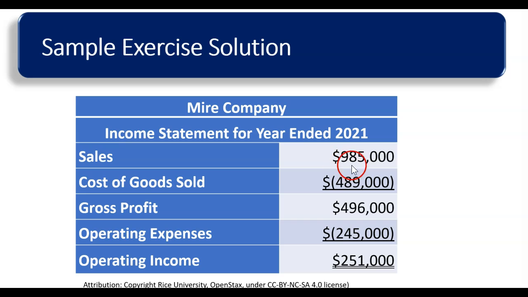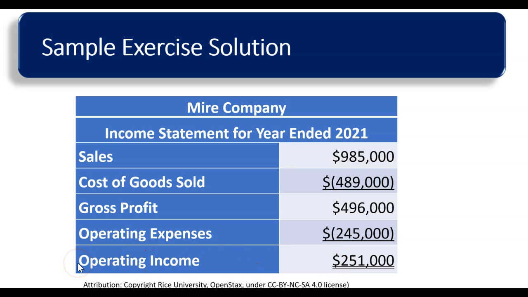We take our sales of $985,000, subtract out our cost of goods sold. Again, these are all the costs involved with making the product that we sold. And then we're left with the gross profit or gross margin of $496,000. Then we subtract out our operating expenses, so general admin, accounting, your HR. Subtract that out, $245,000, and that leaves us with an operating income or operating profit of $251,000. So that's how you calculate gross profit and operating profit or operating income.